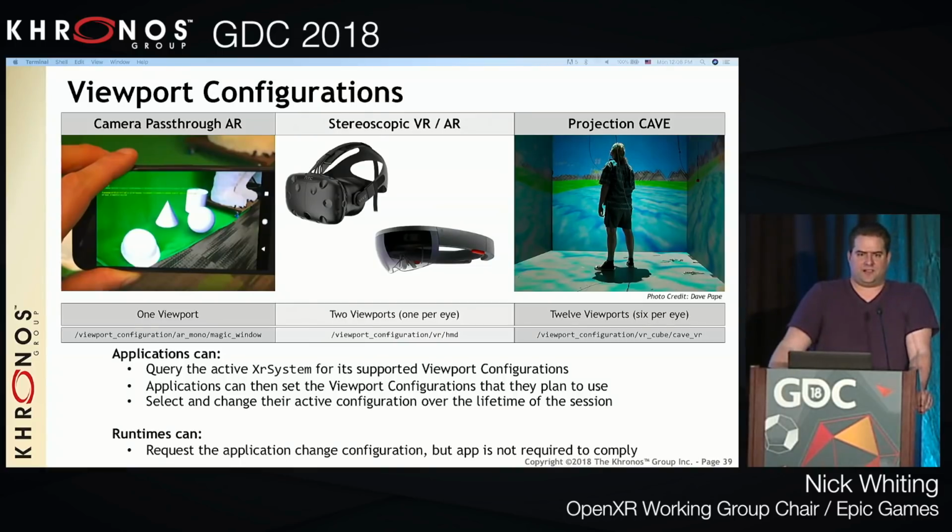Runtimes don't have as much power as applications in this. They can request that the application change viewport configurations, but the application doesn't actually have to listen to it. And that's because we don't know necessarily that the application can actually support rendering to particular viewport configurations, so the application always has the option to opt out.